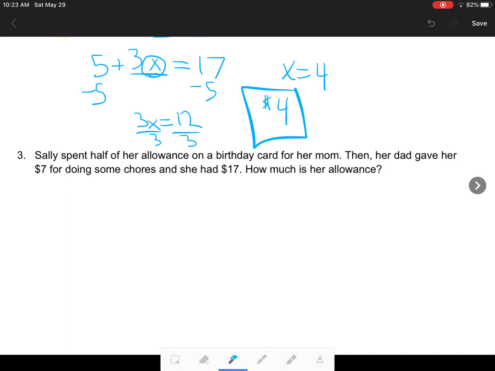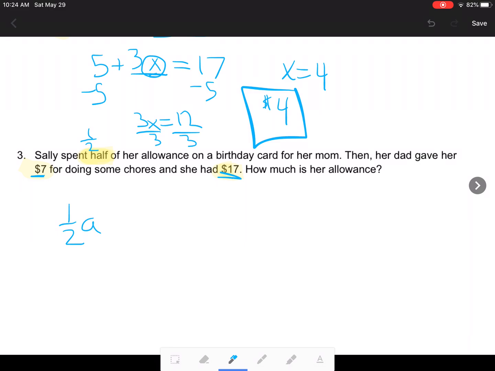Okay, so now what's going to make this tricky is that we have a number written in word form. Half. All right, we have 7 and then we have 17. So half is that right there. And again, our dollar amounts, I think these are going to be our constants. And so half of her allowance is going to be half A.